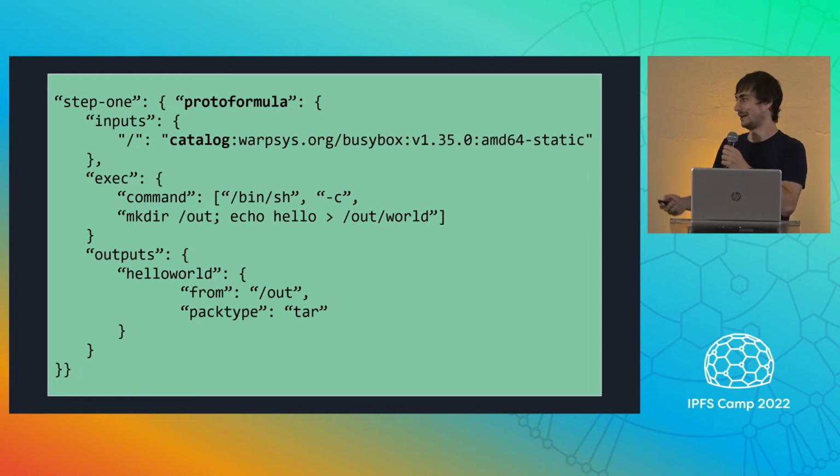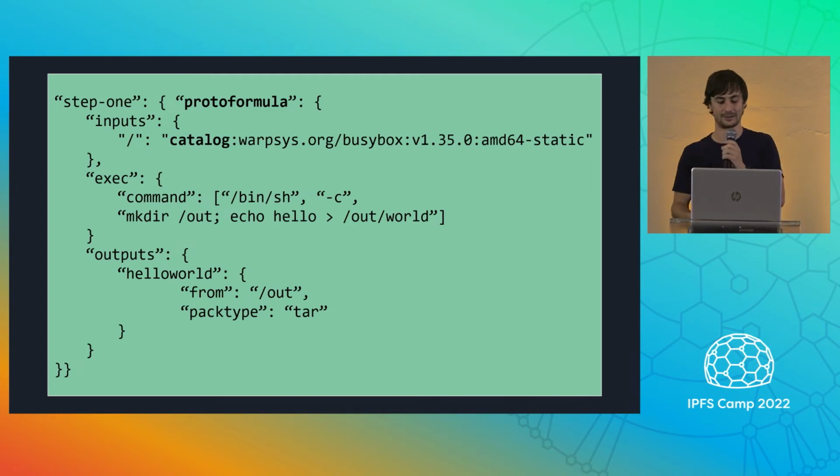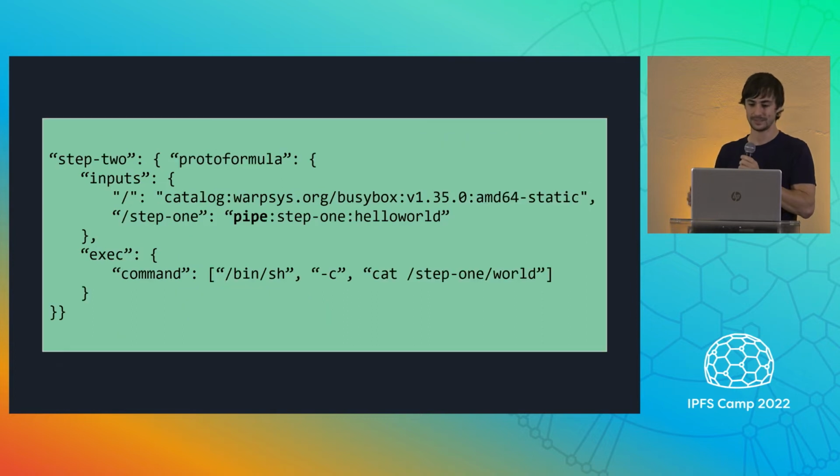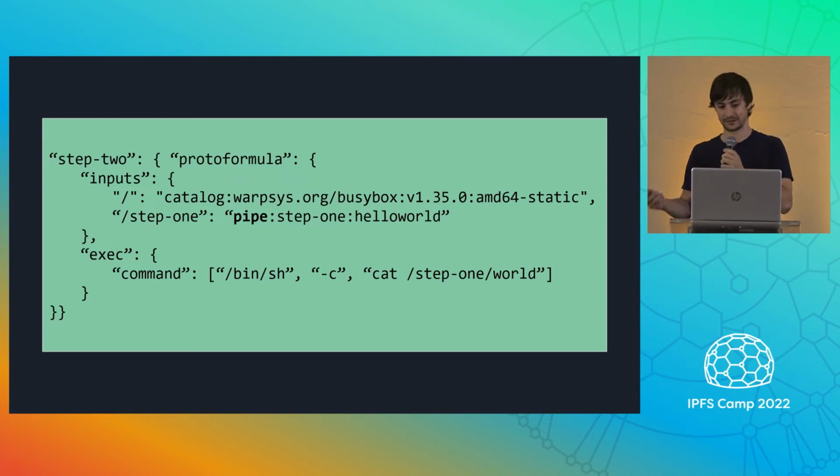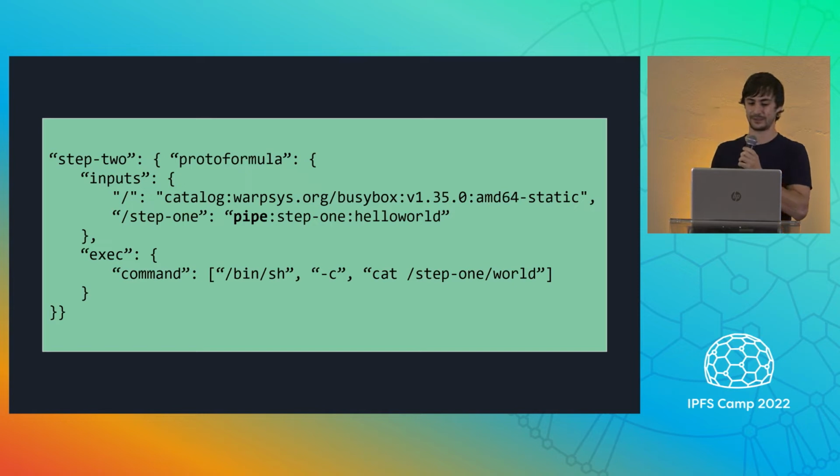The exec and outputs work the same way. We get the same result. But now we can use these names instead of having to sling hashes all over our definitions. But the other thing we can do is have another step. So we could have a step 2 in this plot, and this is also a proto-formula, and it looks very similar. The one difference here is we now have mounted the result of step 1 at the path /step1 by using a pipe. And there we're specifying that it's a pipe. We should pipe in from step 1 the output hello world.